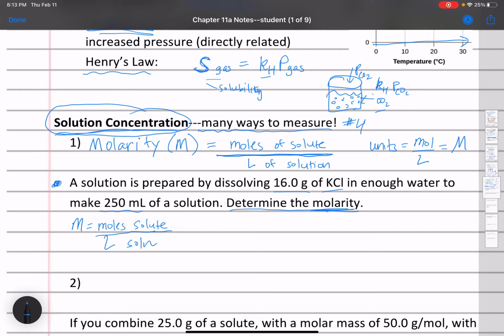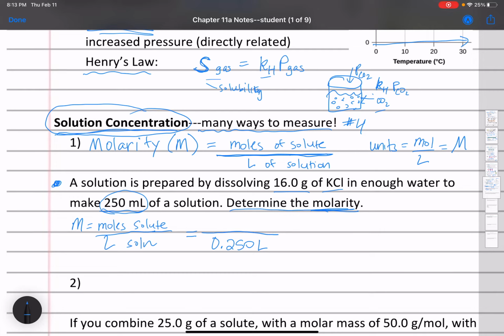I don't see moles given to me anywhere. Do I know the liters of solution? Well, I have 250 milliliters of solution. I can convert that to liters. I can do that in my head. So the liters of solution are 0.250 liters. 250 milliliters is 0.250 liters.